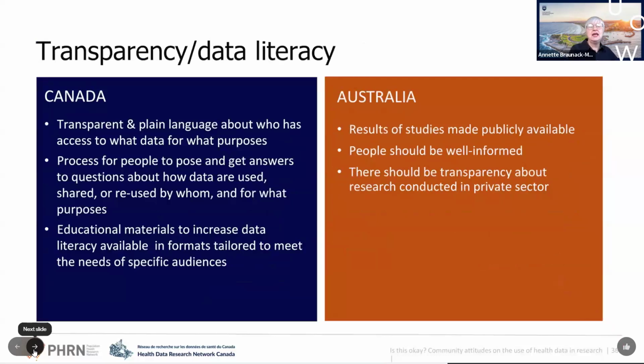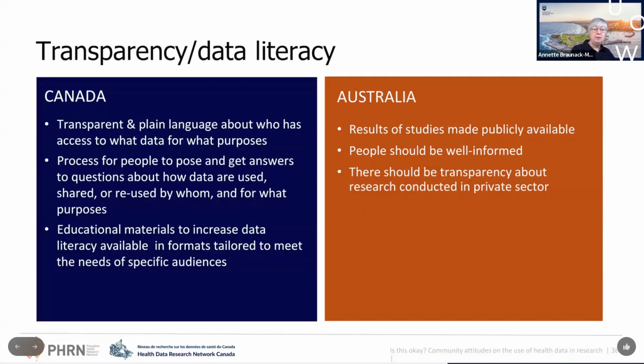And finally, again, a great deal of similarity around data transparency and data literacy. In both pieces of work, the need for transparent and plain language about what information is being collected, about whom, who has access to it, where it is being held, and how it is being used, and for what purposes. The results of work need to be made publicly available, and transparency, therefore, will follow from that about the research that's conducted both in the private sector, which was the Australian work, and in the general practice sector.